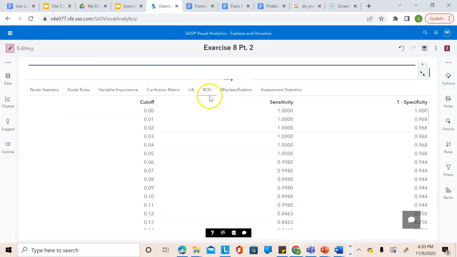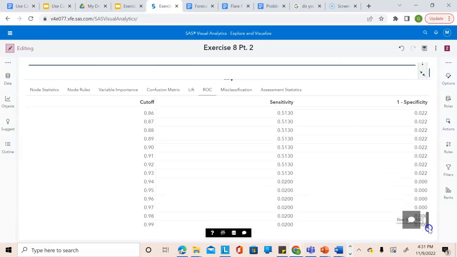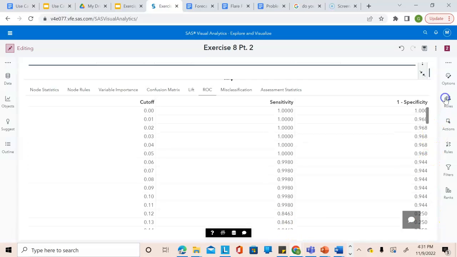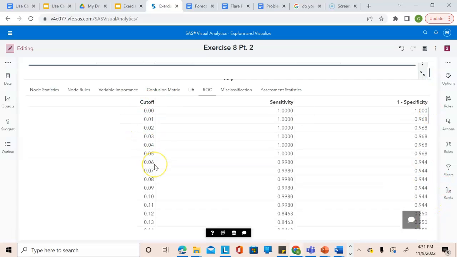Then we can go over to ROC, and we'll see the sensitivity and specificity. So here we see that the sensitivity starts at 1.0 and it declines all the way down to 0.02. With the specificity, it starts at 1, and then we see it declines all the way down to 0. And here we have the different cutoffs.